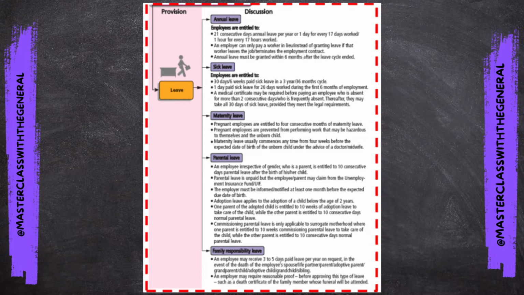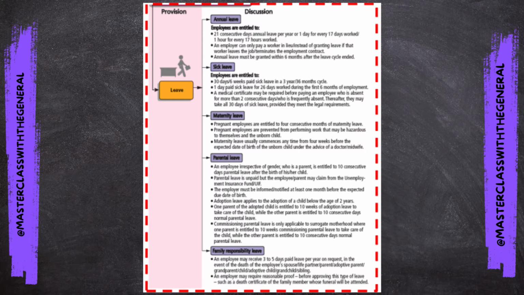An employer can only pay a worker in lieu of granting leave if that worker leaves the job or terminates the employment contract. So that means you cannot offer someone money to work for their annual leave. You can only pay them if they cannot benefit from it because they are leaving. So you pay them for that leave. Annual leave must be granted within 6 months after the leave cycle ended.